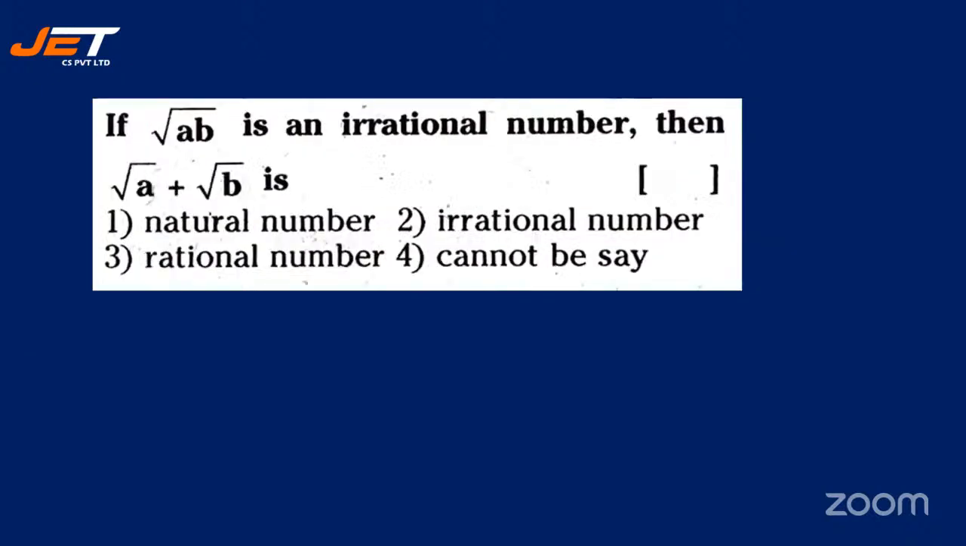If root AB is an irrational number, then root A plus root B is dash.